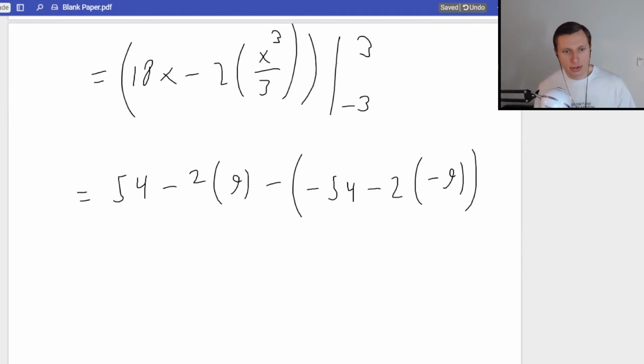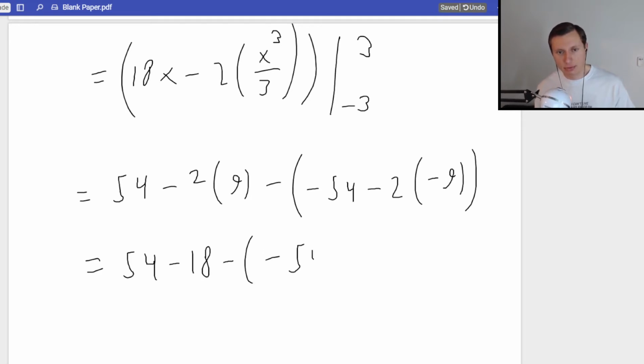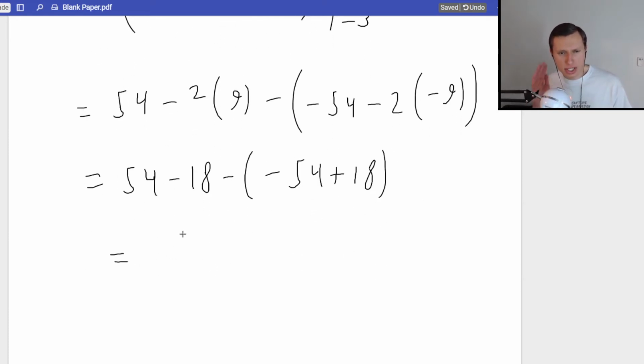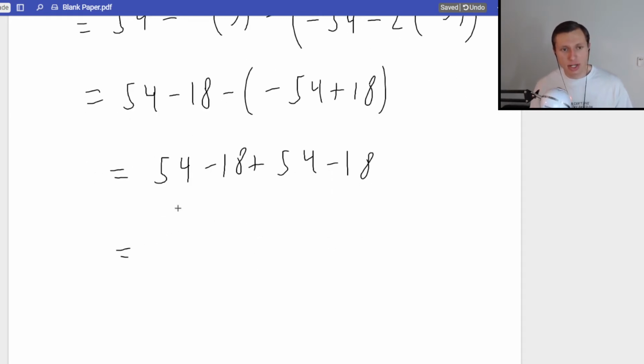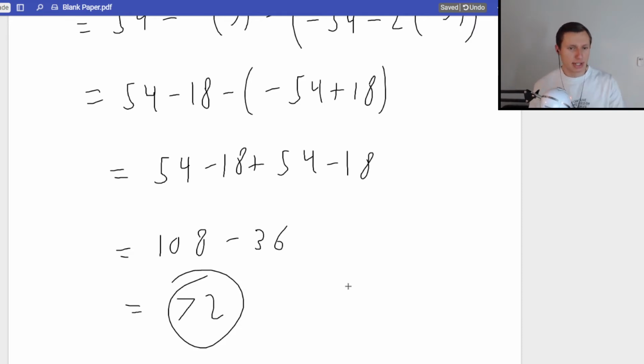So we put this all together. You're going to get 54 minus 18 minus the quantity -54 plus 18. So it looks like this stuff almost cancels out. It kind of does. It ends up being 54 minus 18 plus 54 minus 18. It's again a symmetrical case. But you're going to get 108 minus 36. And the final answer, I'm actually terrible with subtraction. I think it's 72. 72 is our final answer. Any questions? And again, positive 72, which means I chose the right function as the top.